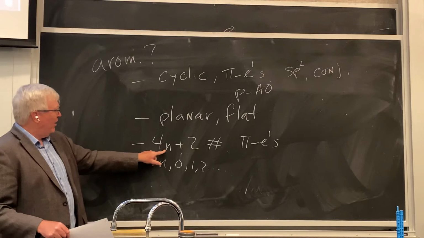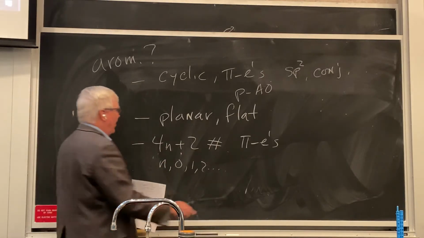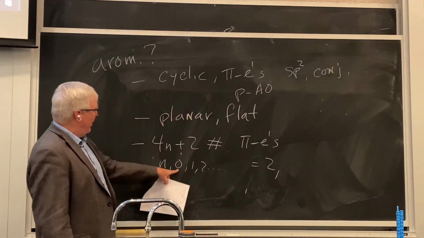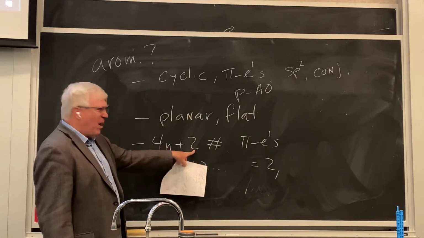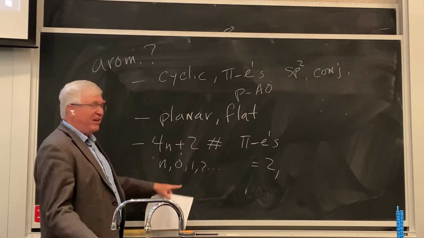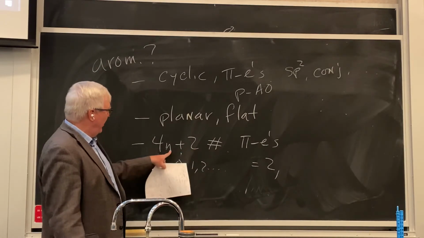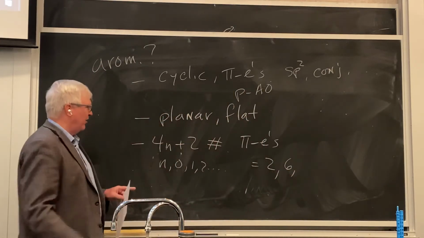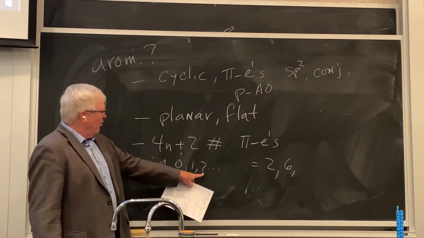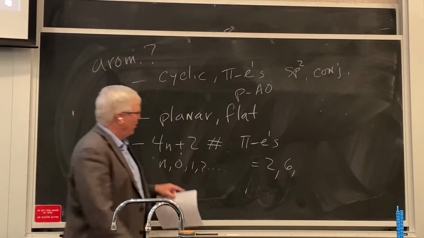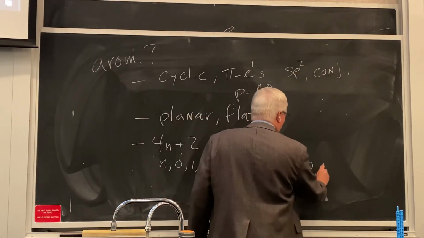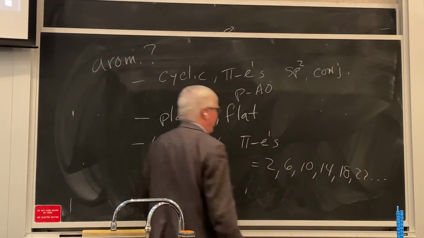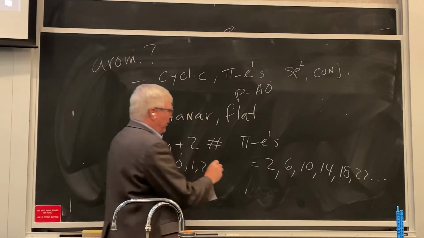But the numbers, what? If we put 0 in there, then this equals 2, okay? If it's 0 there for that integer. So 2 pi electrons, if it's flat, continuous, yeah, that can be aromatic. If it's 1 here, what is that? That's 6. And that's benzene, the 6 pi electrons. Like I said, benzene's not the only one. What if the integer is 2 here? Well, that's 10, right? And then on up, 14, 18, 22, on whatever.